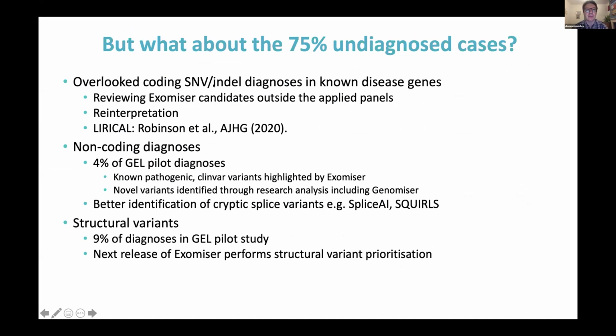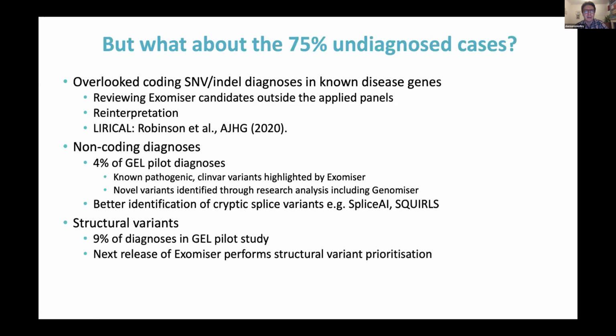So yeah, the lowest hanging fruit is going to be overlooked coding SNVs or indels in known disease genes. So we can go back and look at our Exomiser candidates in a bit more detail. A lot of the NHS clinicians have focused on those applied panel genes, but there might be some more obvious diagnoses outside those panels. Obviously, reinterpretation, running this pipeline every few months, there's always new knowledge. There's other software, so LIRICAL was published last year by Peter Robinson. He led on this, as well as other people from the Monarch Initiative.